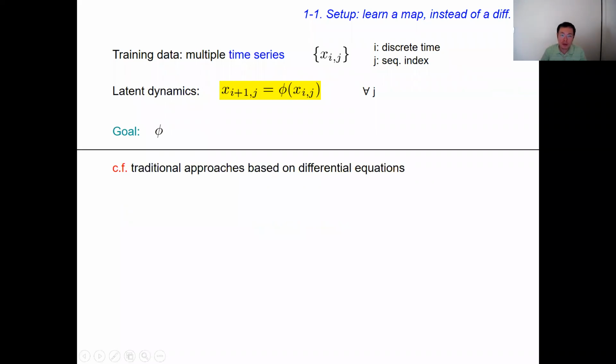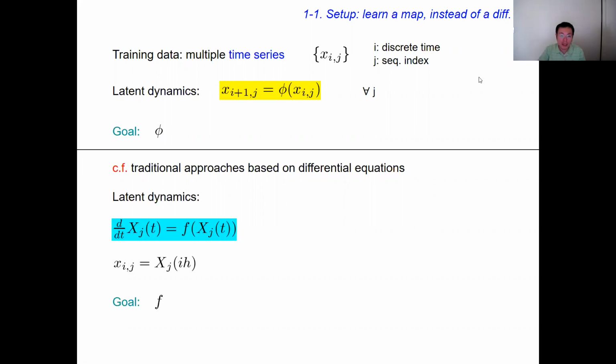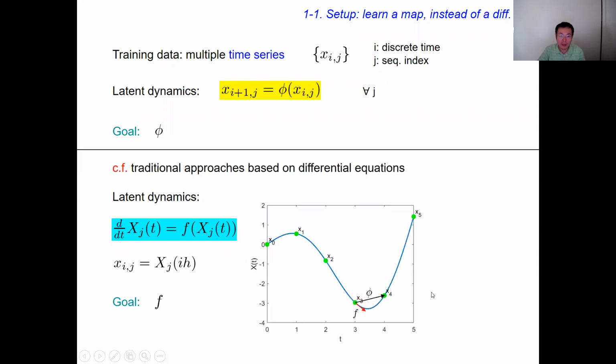And even though the setup that I formulated was very reasonable, that was usually not what people traditionally did. So traditional approaches were largely based on differential equations in the sense that people actually assumed there is a latent dynamics generated by some differential equation. And then your observations are really just the observations of the continuous trajectory at discrete time points. And the goal there was to learn the vector field F. But if you think about this, F and phi are not the same thing. So for instance, F points in the tangent direction, but phi directly does the jump.